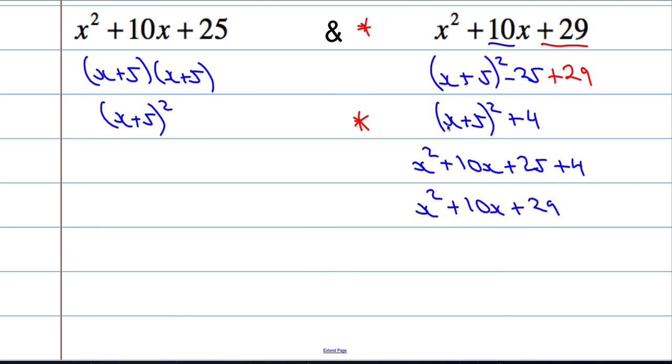So this is written in the form a times (x plus b) all squared plus c. And we can see that a would be 1, b would be 5, and c would be 4. Let's try a few more.